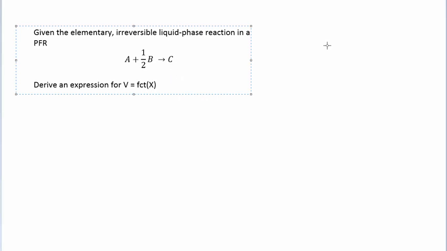Okay, the last problem you should try on your own is this. So again, an elementary irreversible liquid phase reaction, this time carried out in a PFR, so that's a little different. Reaction stoichiometry is a little different, but give it a try. So pause the video and give it a try.